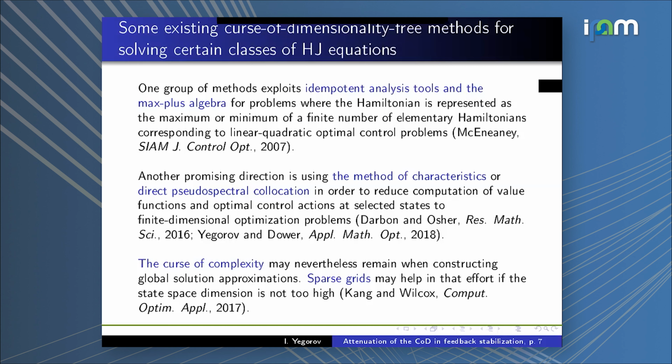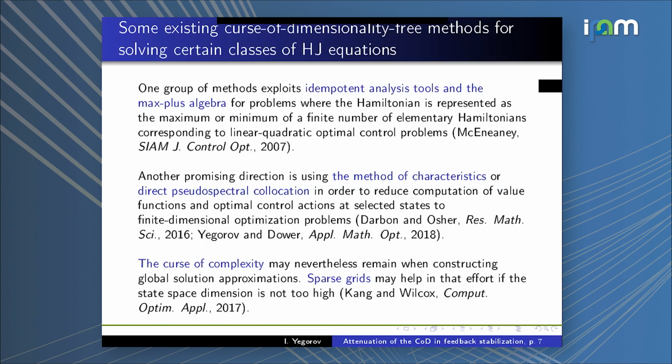So they were basically applied to the problems where the Hamiltonian can be represented as the maximum or minimum of a finite number of elementary Hamiltonians that are related to linear quadratic optimal control problems. So that was one direction. And though the domain of applicability of all such curse-of-dimensionality-free methods is in general quite narrow, the computational cost can actually be made polynomial with respect to the space dimension.